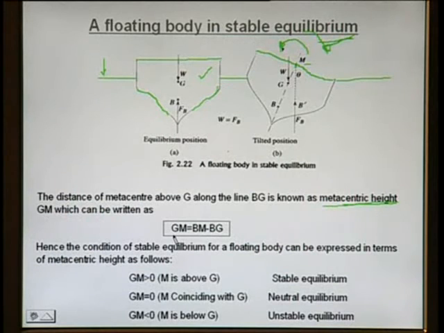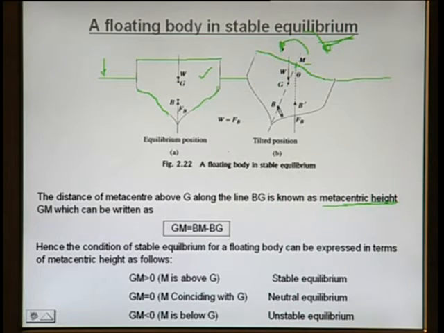So for the stability of floating bodies, which thing is important? GM is important. In the case of a fully submerged body, which things are important? The positions of G and B. But in this case, we have defined another parameter, which is known as the metacenter, and metacentric height is an important criterion to decide the stability of a partially submerged body. So GM is equal to BM minus BG.